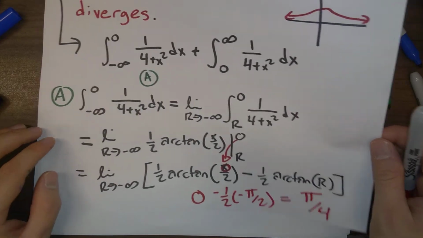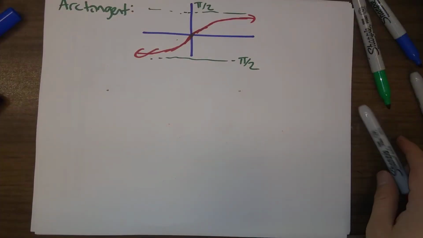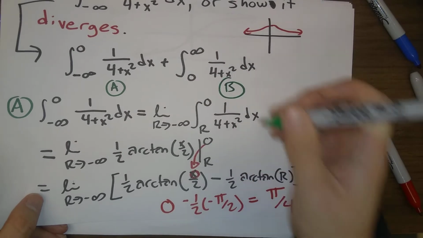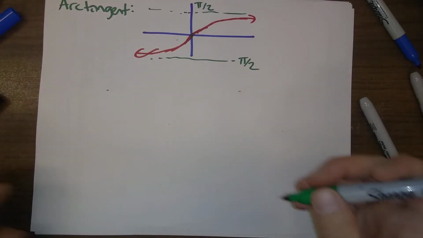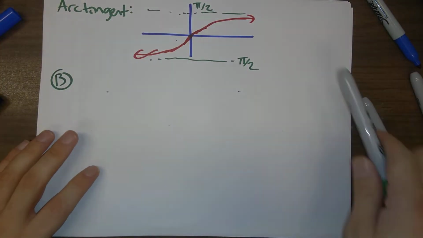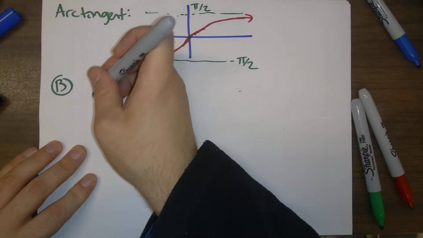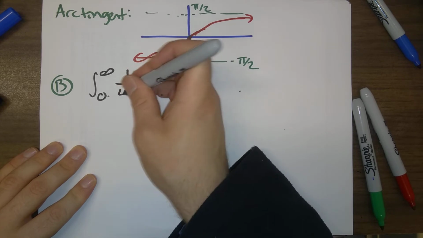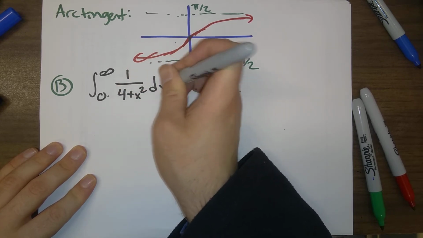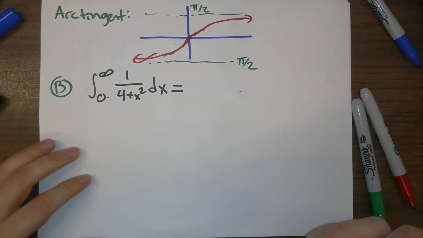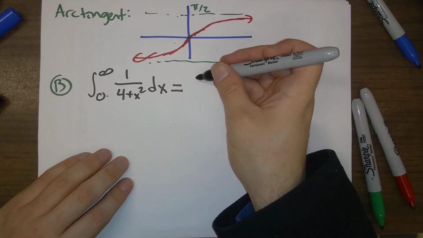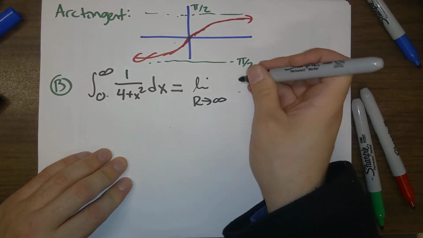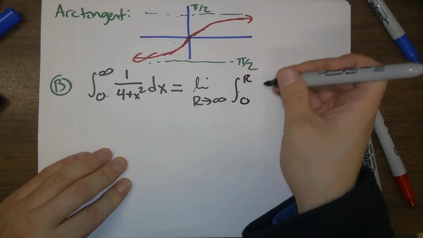Okay, so now we have to do the second integral. Let's say this is integral b here. So this should be a very similar calculation. We're looking for the integral from 0 to infinity of 1 over 4 plus x squared dx. And let's plug in an r for that infinity and take a limit.